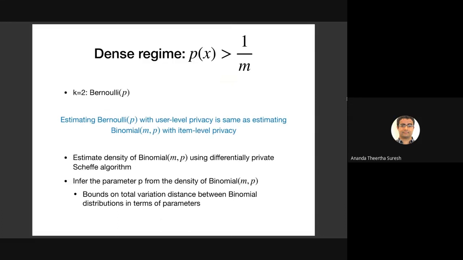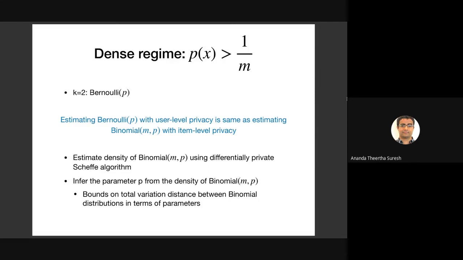The dense regime is more challenging because each symbol can now appear many, many times. In fact, it can appear as many as m times. To understand our main intuition, it suffices to consider k equals 2, when you have only two symbols, say Bernoulli p. Our main observation is the following. Estimating a Bernoulli p with user-level privacy is the same as estimating a binomial m comma p with item-level privacy. This is because if each user has m samples from a Bernoulli distribution, it's the same as having one sample from a binomial distribution.